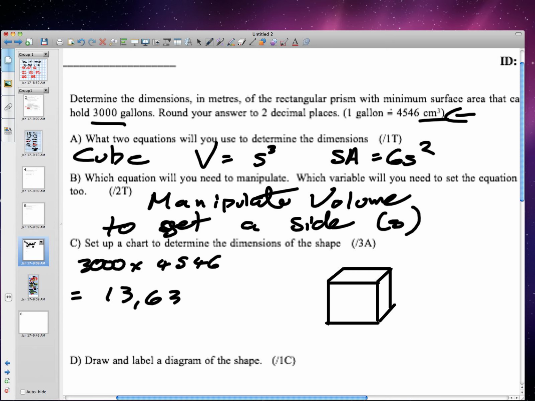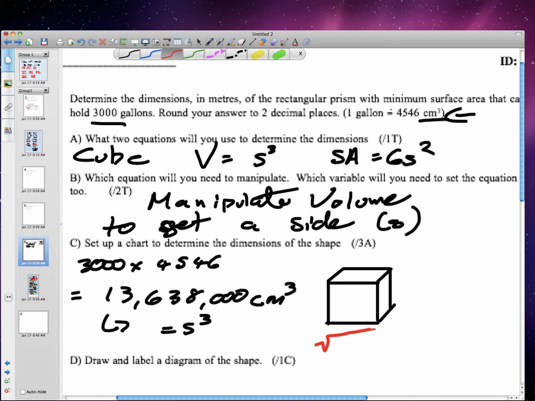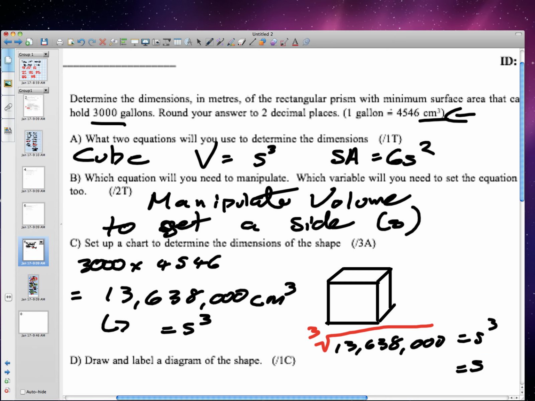13,638,000. This is centimeters cubed, okay? That number is going to be equal to S cubed. So we're going to need to find the cubed root of that number. Just like we did 3,000, we'll need to find the cubed root of 13,638,000. In this case, S will equal 238.9.